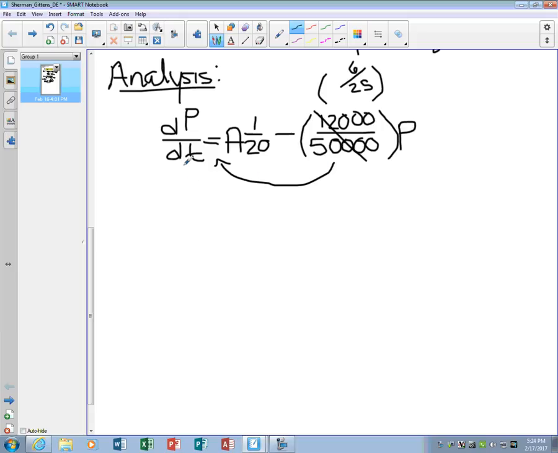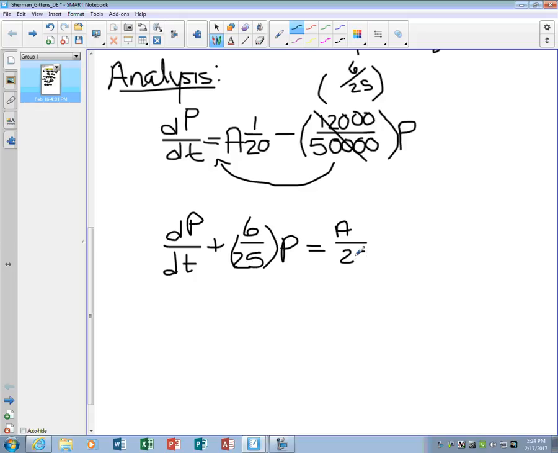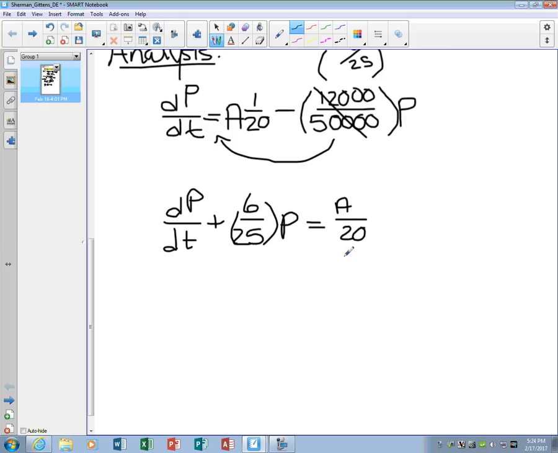And then we bring it over. So now we have dp/dt plus 6 over 25 p equals a over 20. Just simplify it. It's just easier this way, I think. Okay.